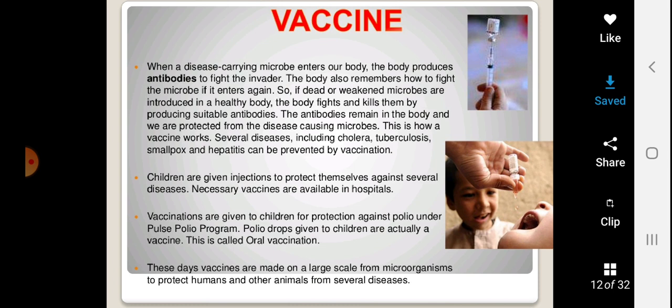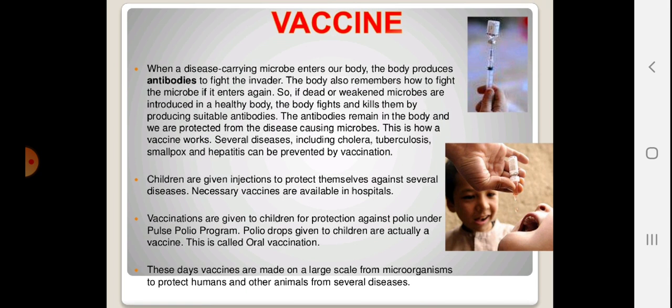Firstly, let me tell you what vaccines are. Our body is naturally immune. So if any foreign material or disease causing microorganism enters our body, our immune system produces a response in the form of antibodies against that disease. That is a naturally occurring response. But what happens is this response in the form of antibodies is very little.